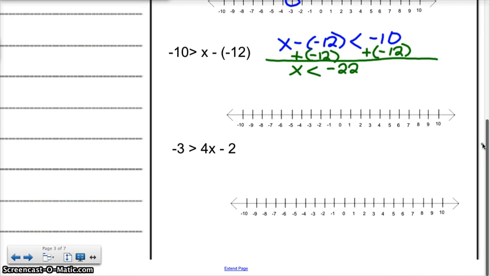The next one, negative 3 is bigger than 4x minus 2. Rewrite. 4x minus 2, what's facing it? Open mouth or point? Point. I only heard 2 students tell me what's facing it, the open mouth or point? Why? The point is facing it, see? Keep the point facing it. All right. Add 2.